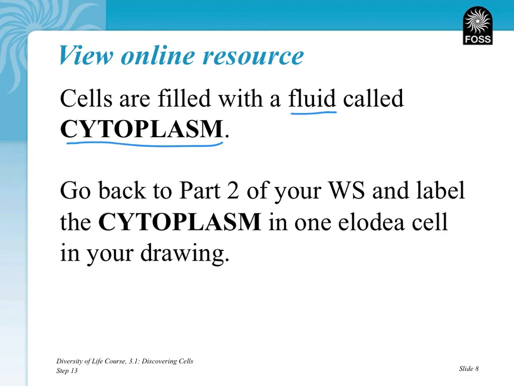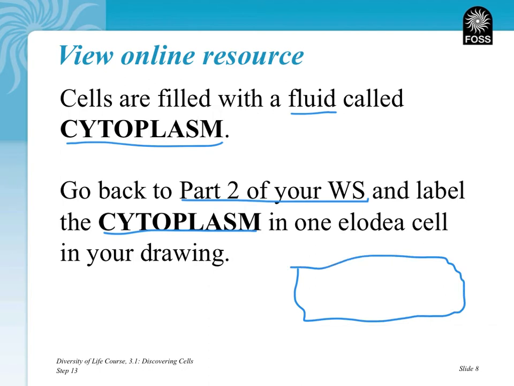So the next thing is go back to part 2 of your worksheet and label the cytoplasm in one of the Elodea cells. Remember, you had an Elodea cell that looks like this, and you put an arrow to the outside for cell wall. So what you need to do next is, for some part inside of it that is not a green dot, you're going to label cytoplasm.